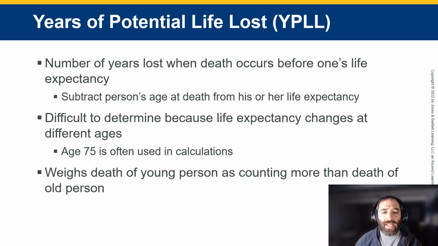Years of potential life lost. This is the number of years lost when death occurs before one's life expectancy. So that's a simple math question. And obviously, the bigger that number, the younger the person is, because a fairly young person who maybe is in their 20s, that person's number of years lost is going to be greater than somebody who's, say, 74.